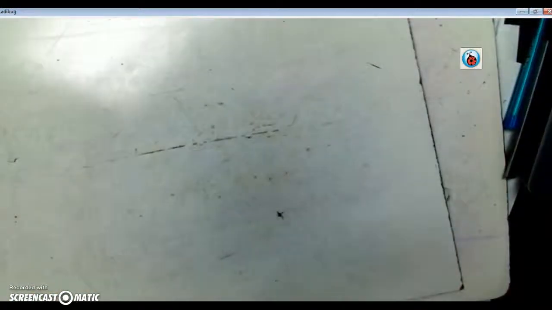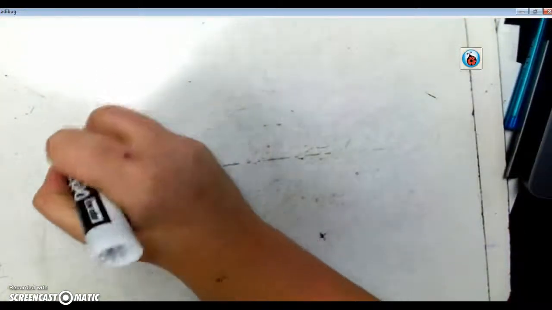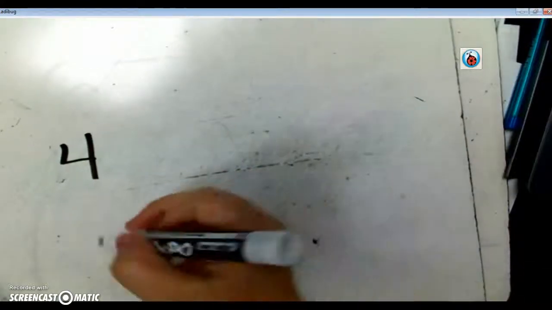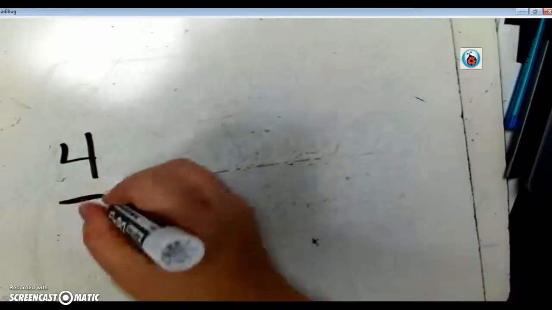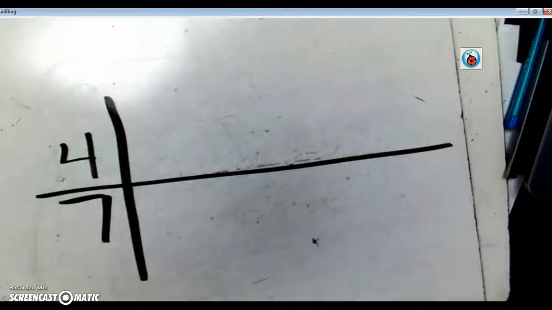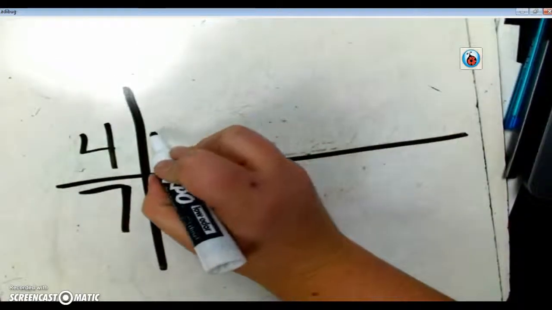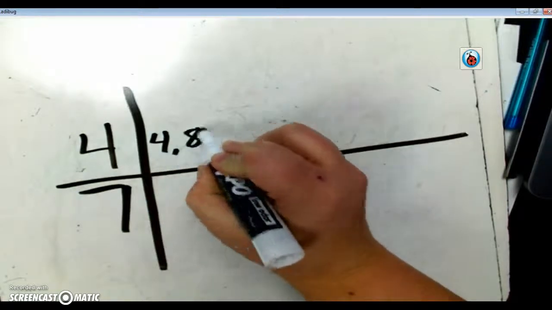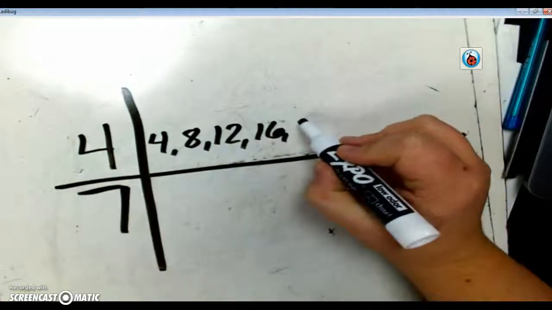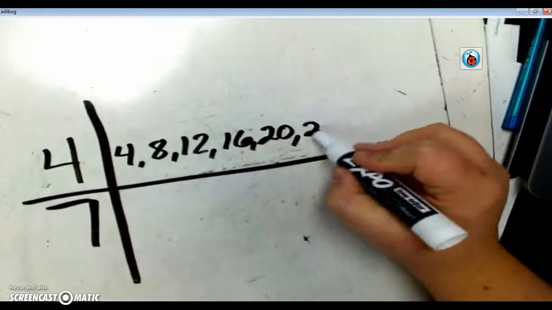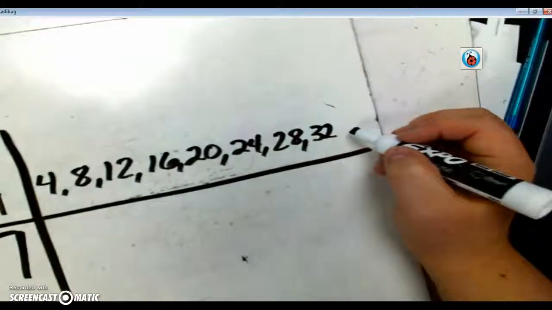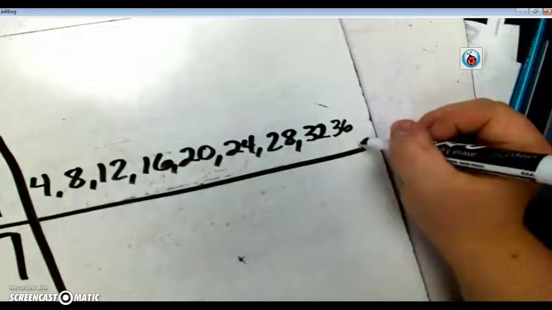If I give you the numbers 4 and 7, let's find some common multiples. Do it with me on your board. 4 times 1 is? 4 times 2? 8. 4 times 3? 4 times 4? 4 times 5? 4 times 6? 4 times 7? 4 times 8? 4 times 9? 4 times 10?